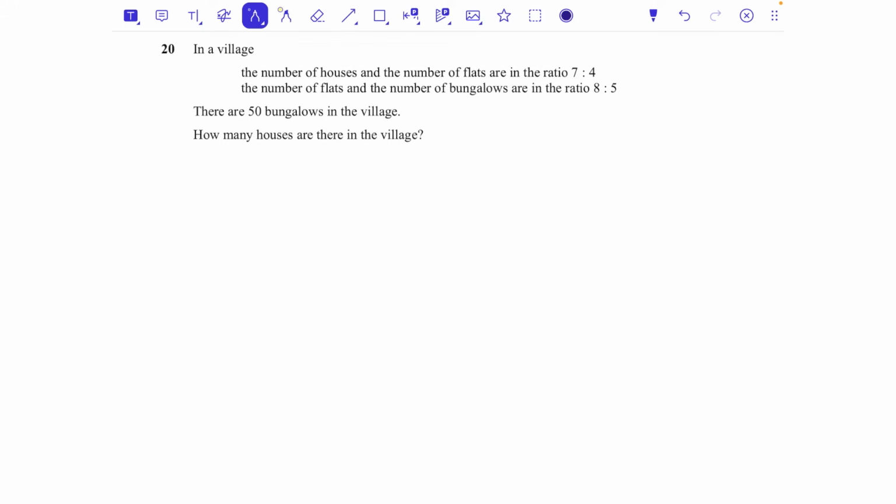Question number 20. In a village, the number of houses and the number of flats are in the ratio 7:4. So we've got houses to flats in the ratio 7:4. So for every 7 houses, there are 4 flats. The number of flats and the number of bungalows are in the ratio 8:5. There are 50 bungalows in the village. How many houses are there in the village?